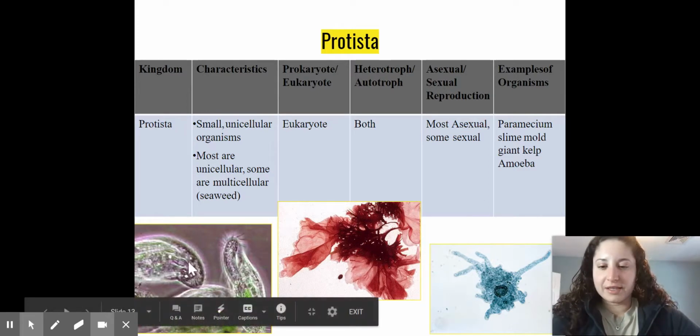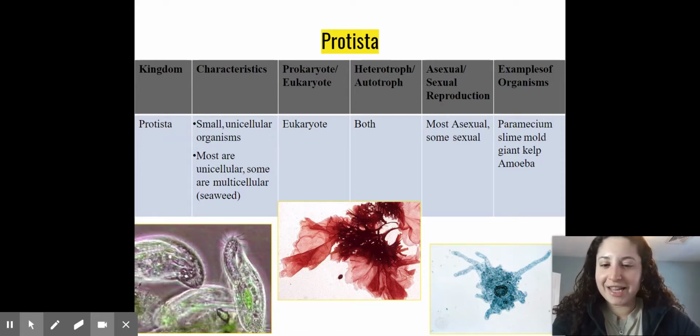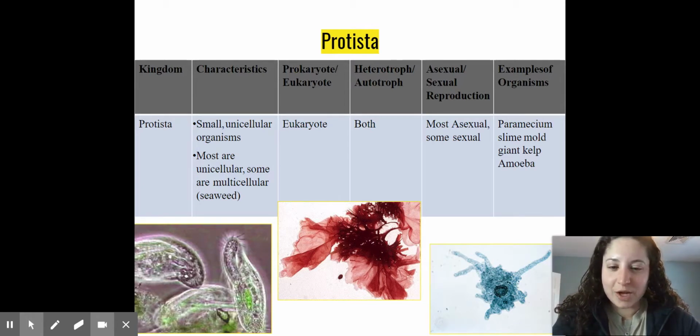So this right here is a paramecium. The green in it is actually a chloroplast. It can photosynthesize, so we want to classify it like a plant. However, it also is unicellular and moves around, so we want to classify it as an animal as well, because animals can move around. So it's not quite a plant. It's not quite an animal.